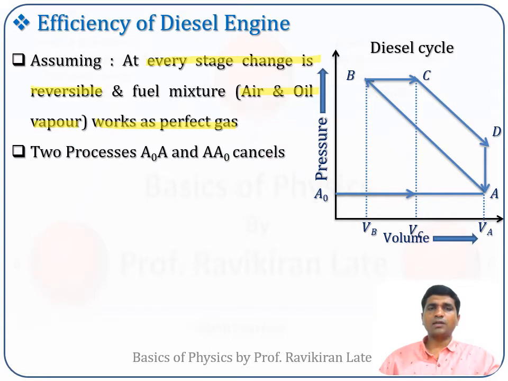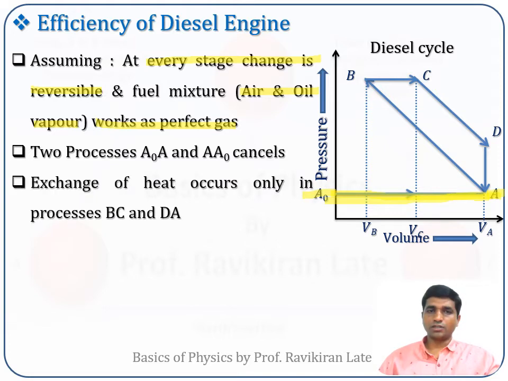Now if you consider the first operation, that is A0 to A, which we call the charging stroke, in which air is taken inside the chamber, and the change in this diagram is shown with A0 to A. Similarly, the sixth operation from A to A0 is the reverse of operation number 1. So operation 1 and operation 6 are opposite, so they will cancel each other during the process.